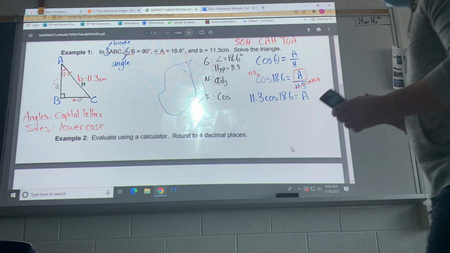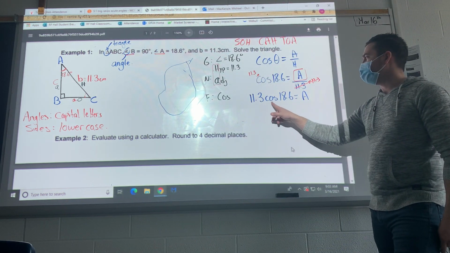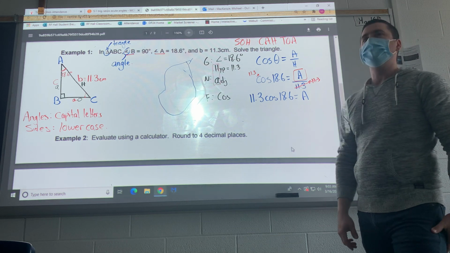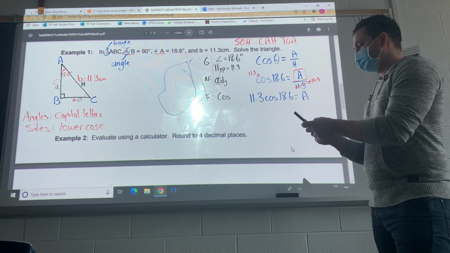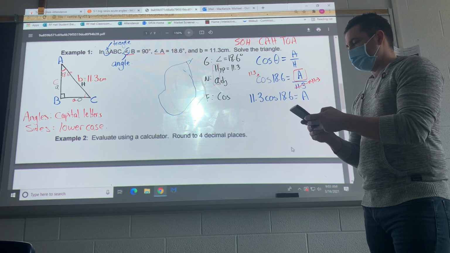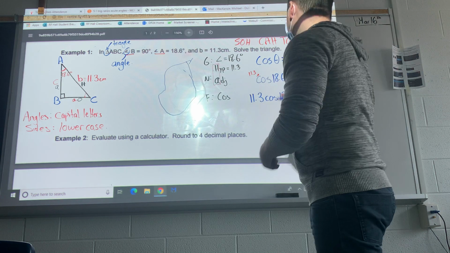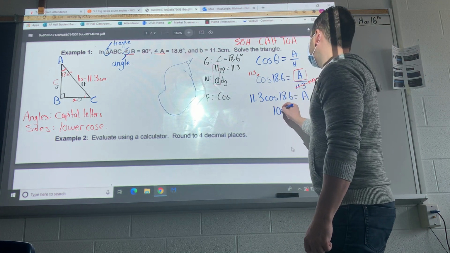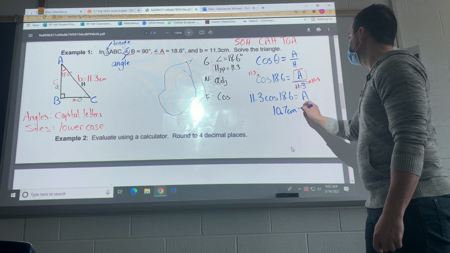Okay? So I want you guys to test out your calculator. You should be able to just punch this in as it is. Okay, so when I do it, I do 11.3 cos of 18.6, and I get the answer of 10.7. And our units is centimeters.